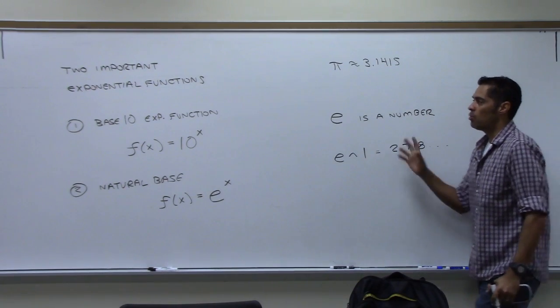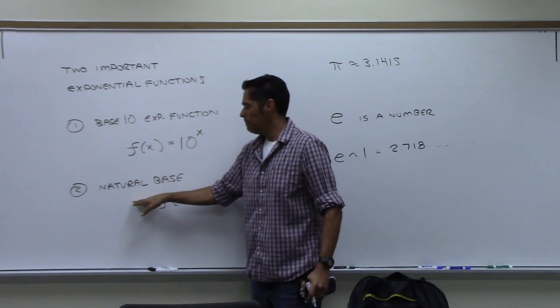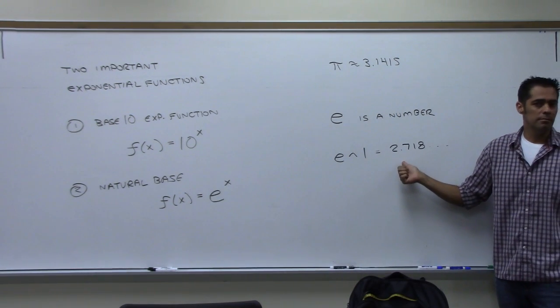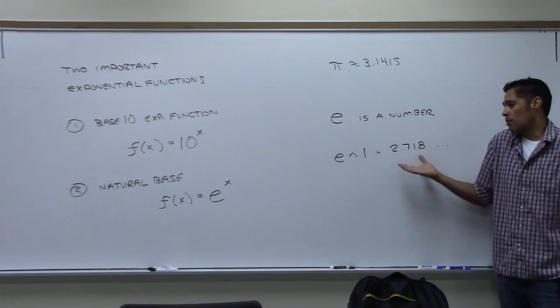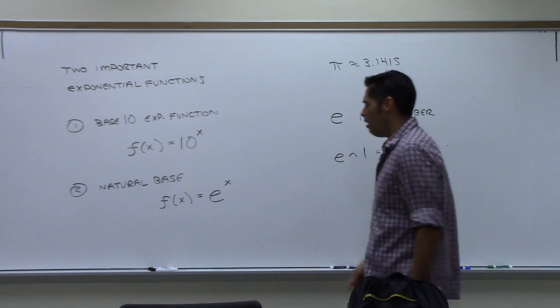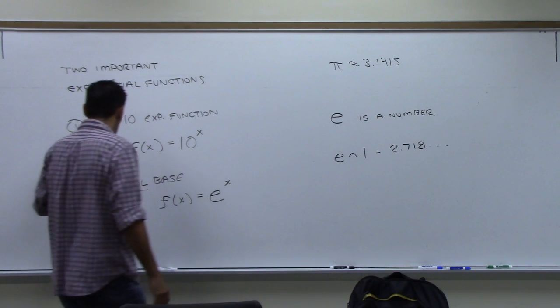So to qualify as being an exponential function, that base must be positive, and it's not 1. So that would work, right? Some crazy number. Now, why is that number so important to us? Why do we like to use it? Why do we call it the natural base?